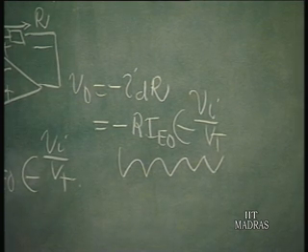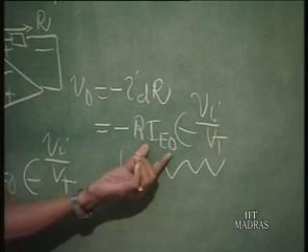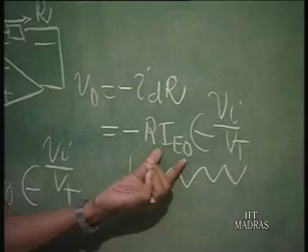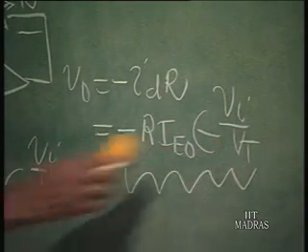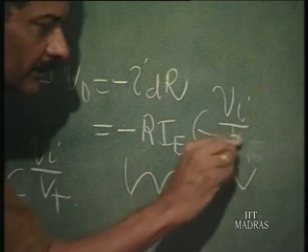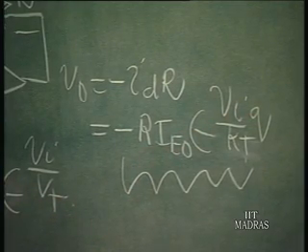Now, this also is temperature dependent. You see, IE naught is dependent upon temperature, doubles every 10 degree rise in temperature, and this is also temperature dependent because of this factor KT over Q coming into picture. So, how to compensate for that?